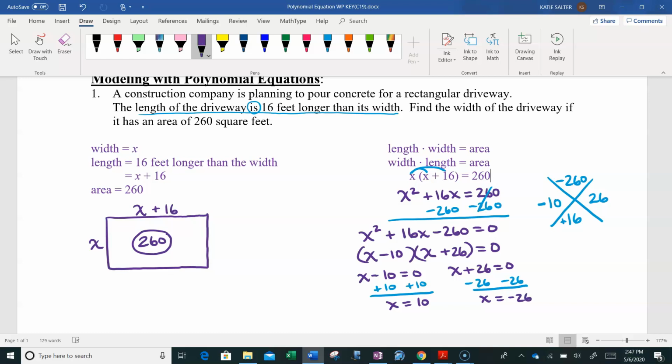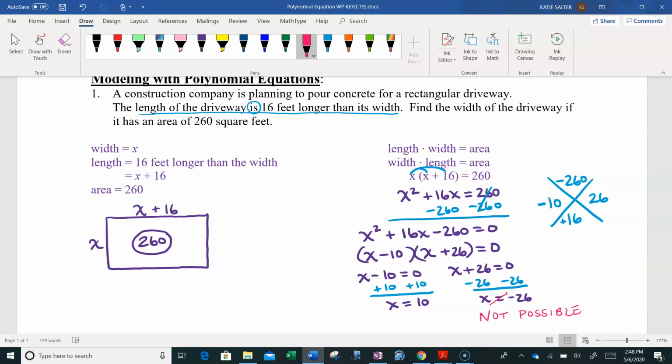Now, obviously, we can only have one width here. We can't have two widths. So we have to think about which one would make sense. It's not possible for our width to be negative. So in this case, because we are dealing with the dimensions of a rectangle, anytime you get a negative answer, it's not that you did anything wrong, it just doesn't make sense in the context of the problem.